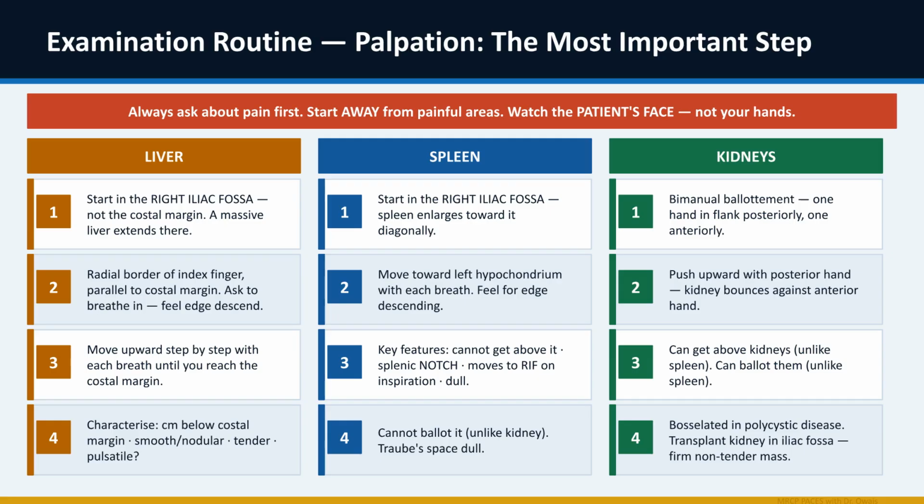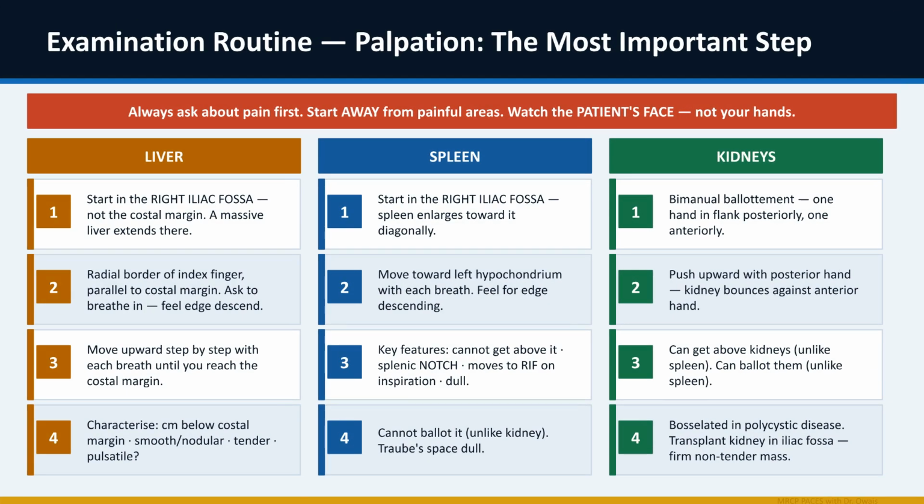Identify any masses. Note their location, size, surface characteristics, consistency, tenderness, mobility, and whether you can get above and below them. Liver. Palpate for the liver, starting in the right iliac fossa. This is essential. A massively enlarged liver can extend to the right iliac fossa, and if you start at the costal margin, you will miss it. Use the radial border of your index finger, placed parallel to the costal margin. Ask the patient to breathe in. The liver descends on inspiration, and you feel the edge against your finger. Move your hand progressively up toward the costal margin with each breath.